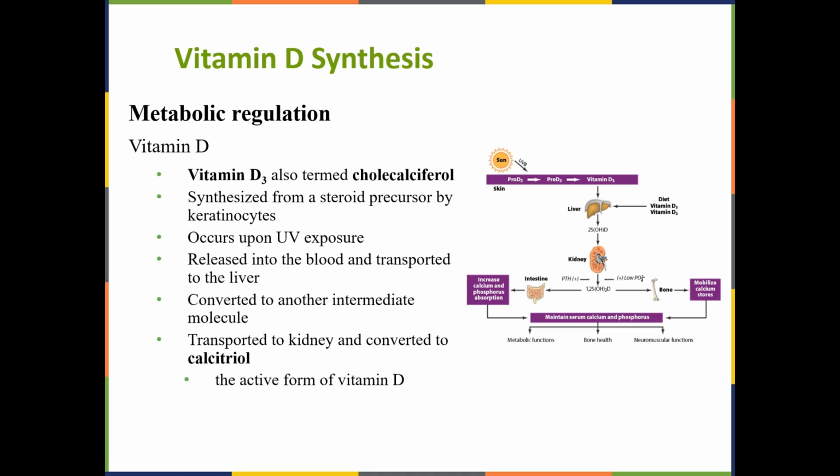So once we produce the cholecalciferol, this is going to move to our liver. Our liver then modifies the cholecalciferol to another precursor. And that precursor moves to our kidneys, where it is converted into calcitriol, the active form of vitamin D. And calcitriol functions in increasing calcium absorption.